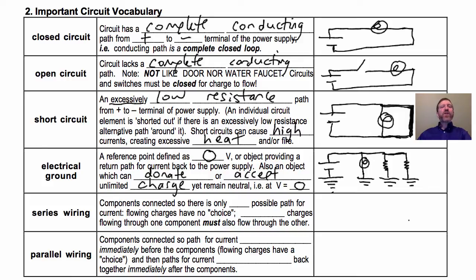Next up is series wiring. Series is where components are connected so there is only one possible path for current. Flowing charges have no choice in series. All the charges flowing through one of the components in series must all flow through the other. So you can have, just in part of your circuit, 2 components in series. That just means that every electron that goes through one of those devices also goes through the other.